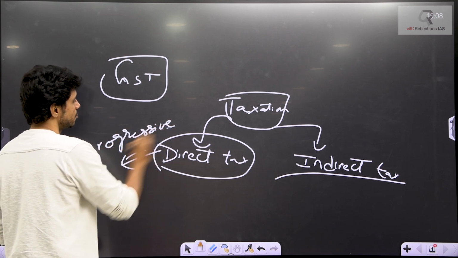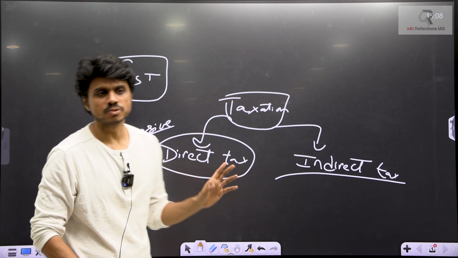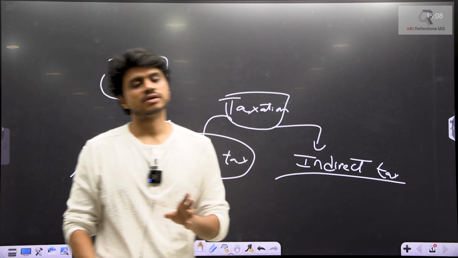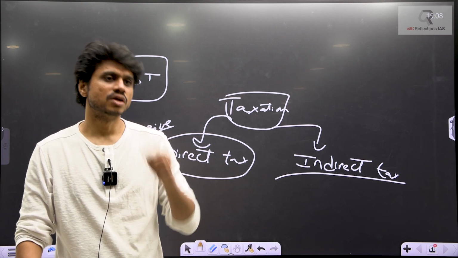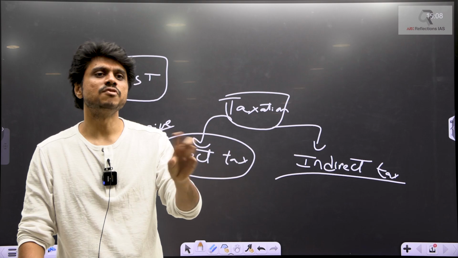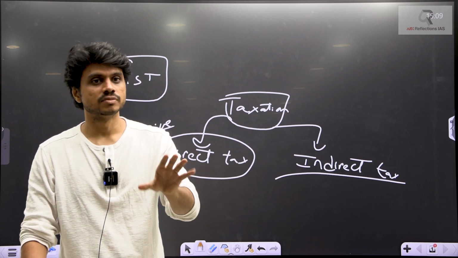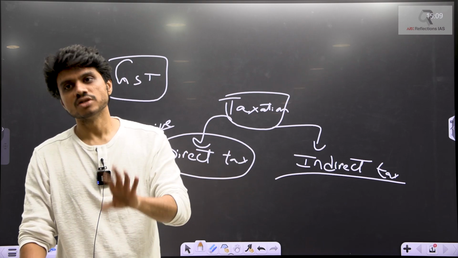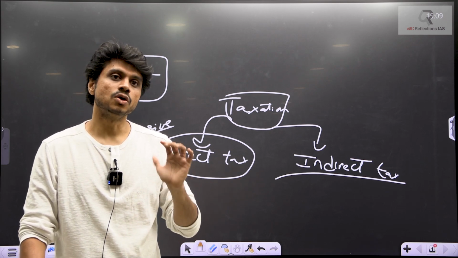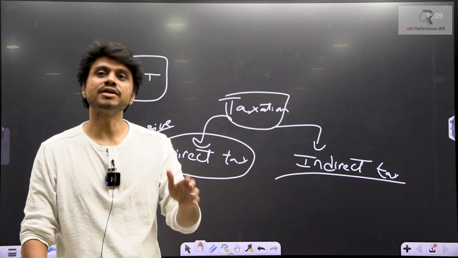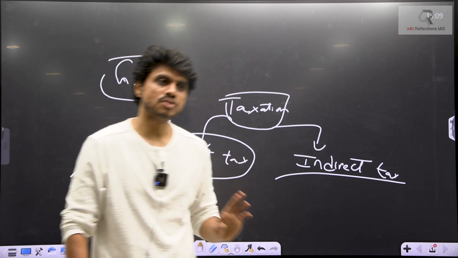For suppose the government is saying till 12 lakhs no tax, after that there is a 30% tax. Or assume that till 5 lakhs there is no tax. Between 5 to 10 lakhs income, 10%, 10 to 15 lakhs, 20%. I'm giving you a hypothetical thing. So in that case, you are paying tax based on whatever income you are receiving.